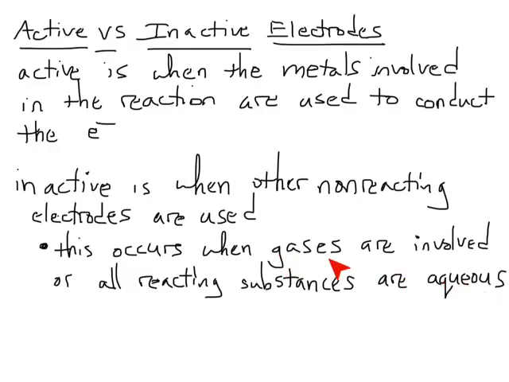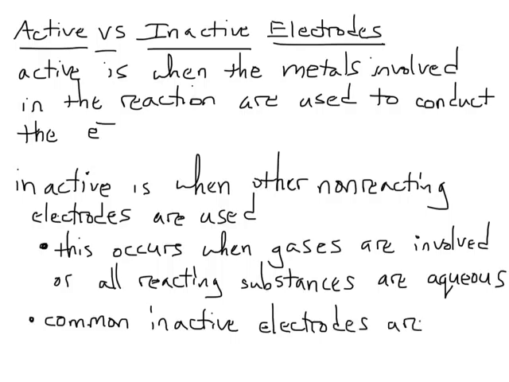But if you have either of these two substances involved in your cell, then you have to use some sort of a solid to conduct the electrons, a metallic solid. The two most common inactive electrodes that you'll see are graphite (again, graphite is nothing but solid carbon) or platinum. Platinum makes a really good electrode, conducts electricity really well, and doesn't really react with anything. So you'll see those pop up all the time.